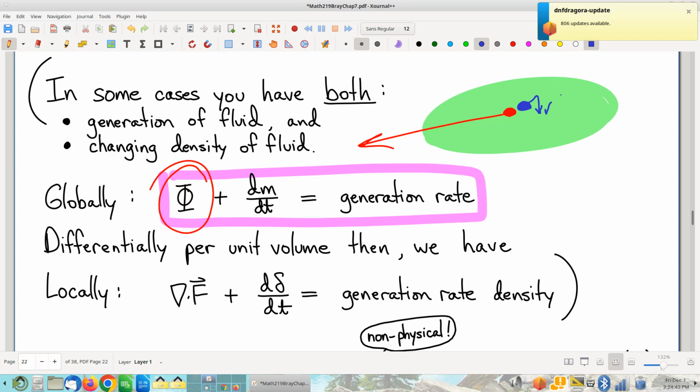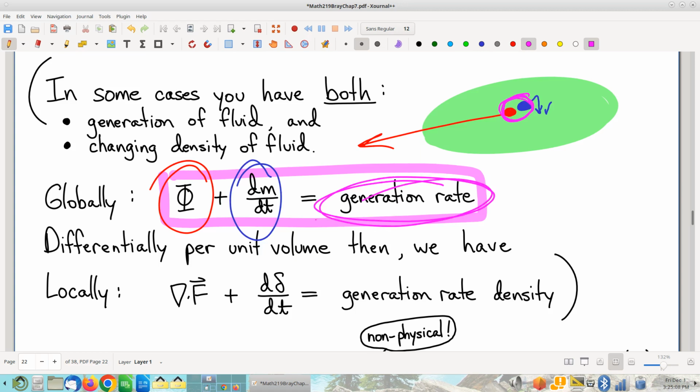If it doesn't leave, you created fluid and it didn't leave, well then that's going to contribute to a rate of increase of the total amount of fluid. You create fluid, you got more fluid. Right? So the big idea then is that, so generation rate overall, there's only two things that can happen when you generate fluid. When you generate fluid, either it leaves or it doesn't leave. And so therefore, the total rate that you're generating fluid is going to equal your flux plus the rate of change of your quantity.